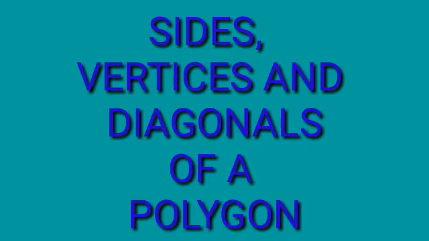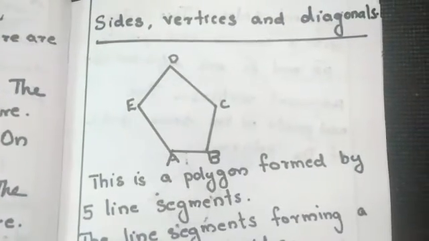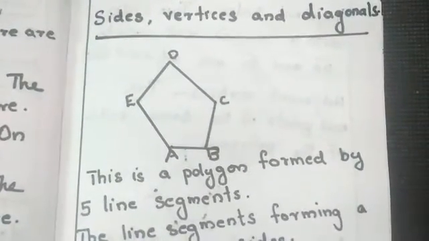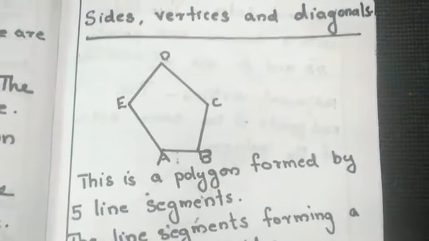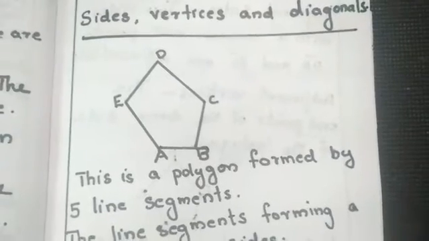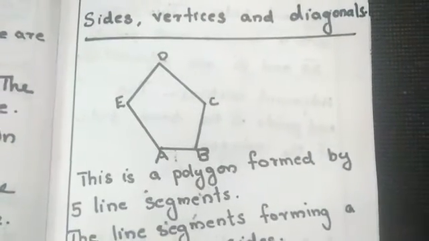Today's topic is sides, vertices, and diagonals of a polygon. What is a polygon? A polygon is a simple closed curve formed by line segments. We can learn the parts of a polygon today. We discussed polygons in the last class. Today we will learn about the sides, vertices and diagonals of polygons.